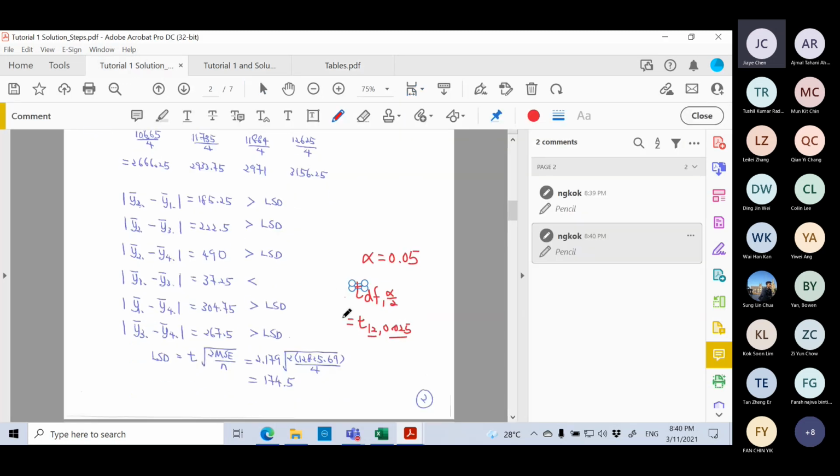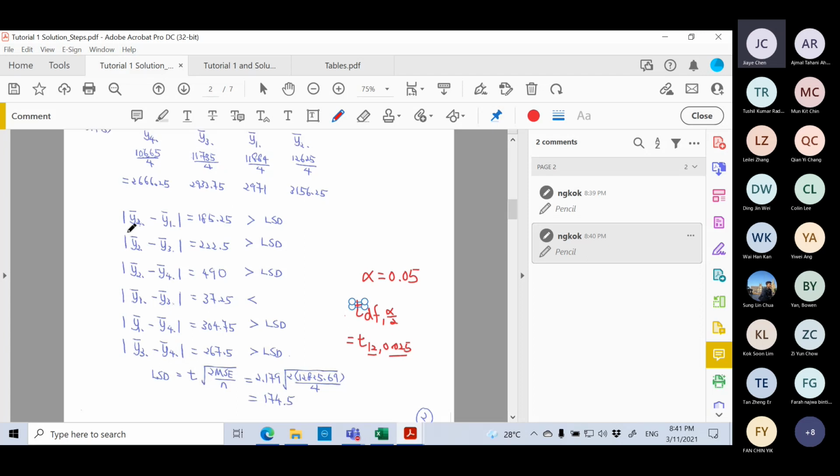Therefore, I can calculate my LSD, which is given by the t value times the square root of 2 times MSE divided by n. So I get 174.5. After that, I get the difference in means for each pair. The mean for 2 minus the mean for 1, I will get 185. Any difference larger than 174.5 is considered a significant difference.